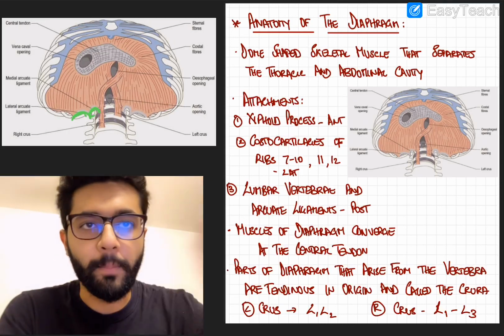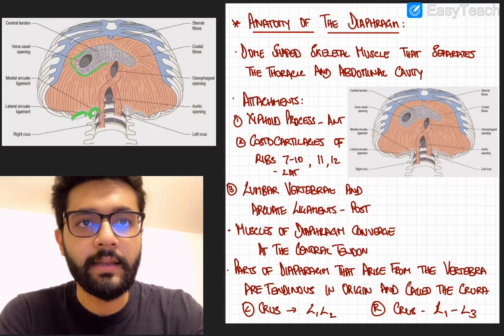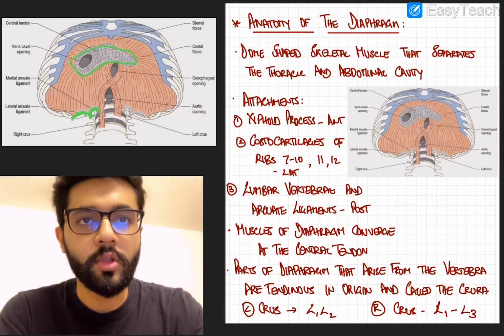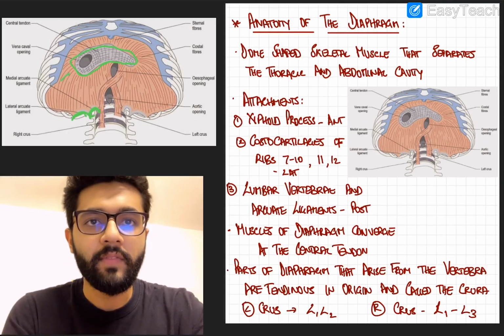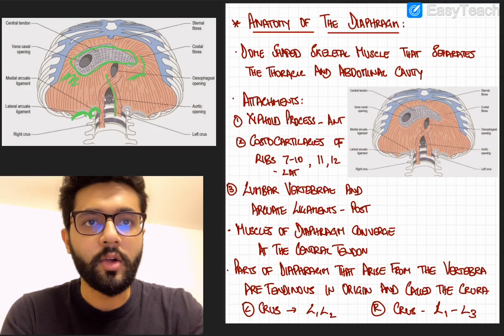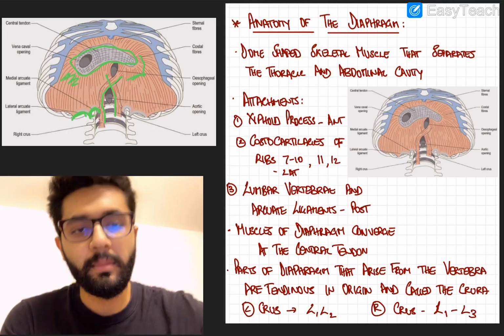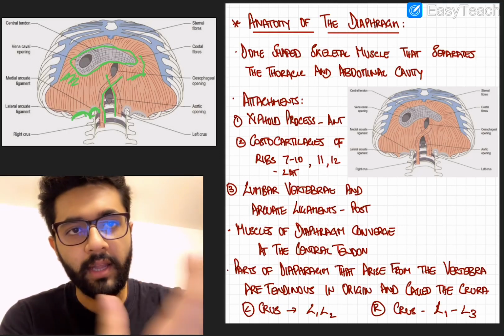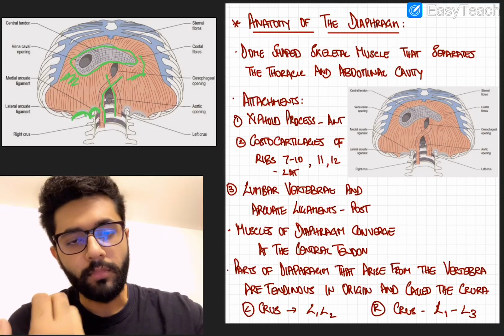Now we'll talk about the parts of the muscle. I told you there's a central tendinous region, that's what I'm showing you. It has a large central tendon. Then you have the rest of the muscular portion. And more importantly, you have the crura. Crura are nothing but tendinous attachments which connect the diaphragm to the spine.